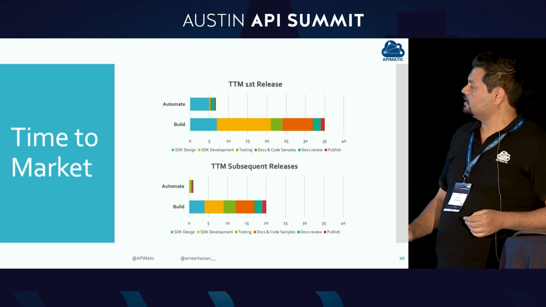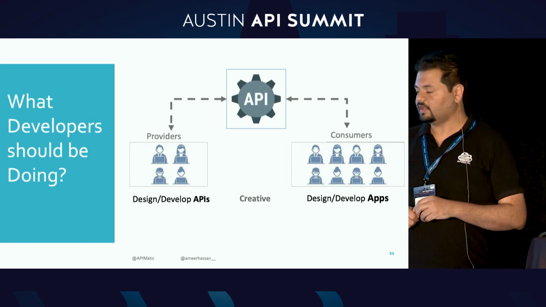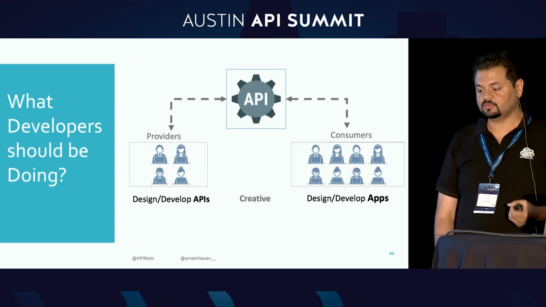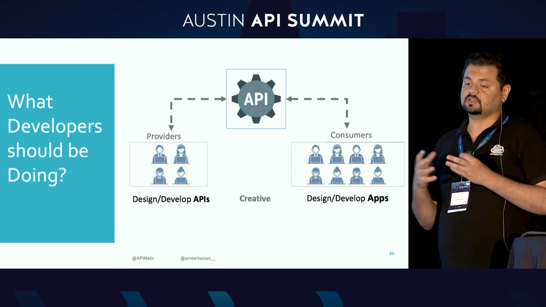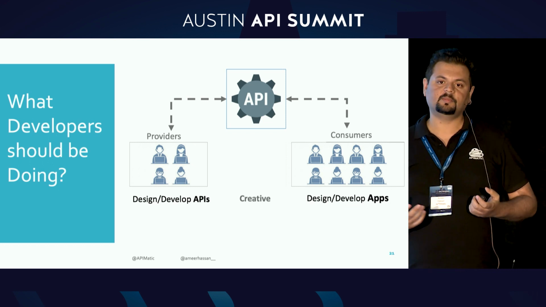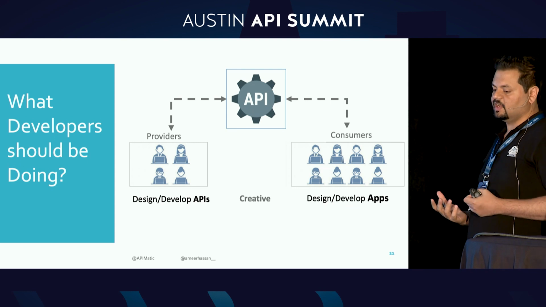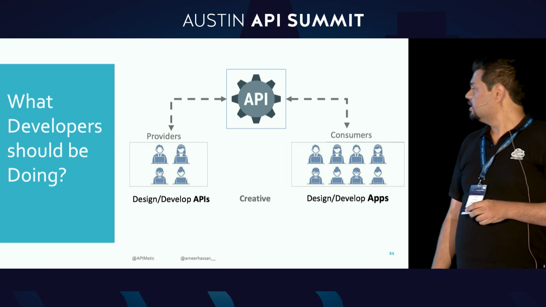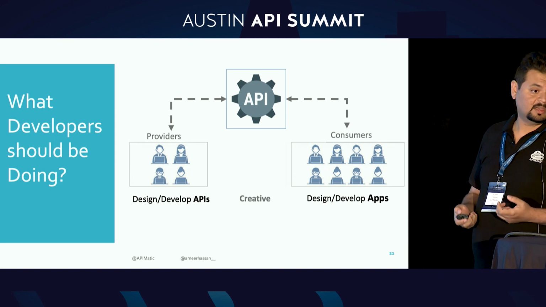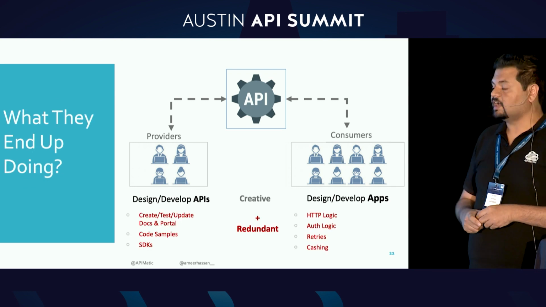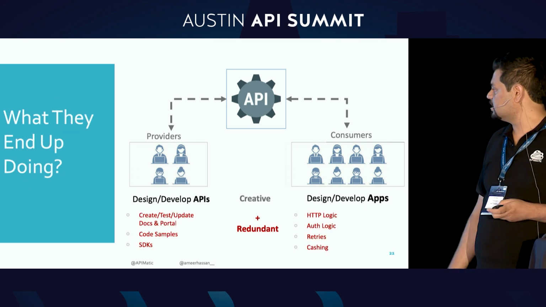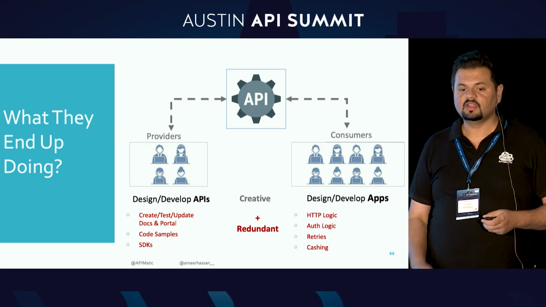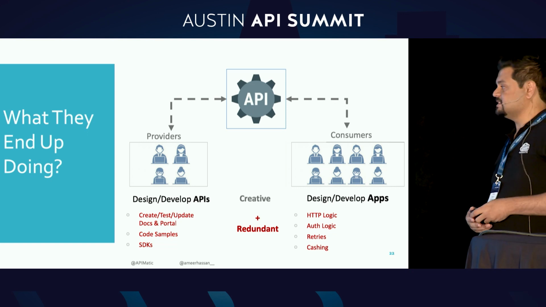So the third cost that I want to talk about is sort of a hidden cost in that sense. So what should developers be doing, right? In terms of consumption side, they should be busy designing and developing wonderful apps. In terms of provider side, they should be busy designing wonderful APIs which these apps consume. So technically the creative bit. But what do they end up doing? They end up doing the redundant tasks, in terms of, consumer side, doing the logic and authentication and whatnot, and on the provider side, doing SDKs by hand, code samples, and everything.